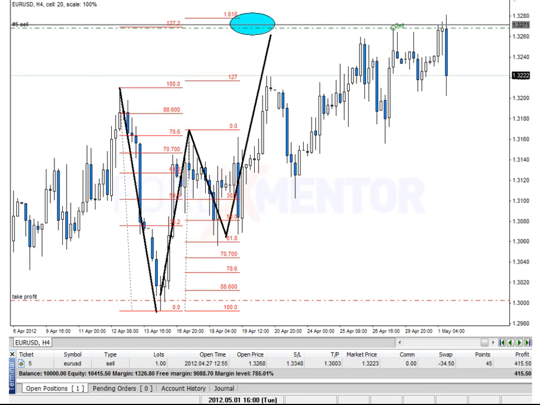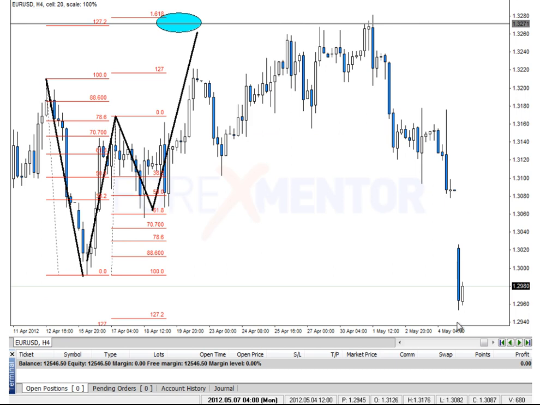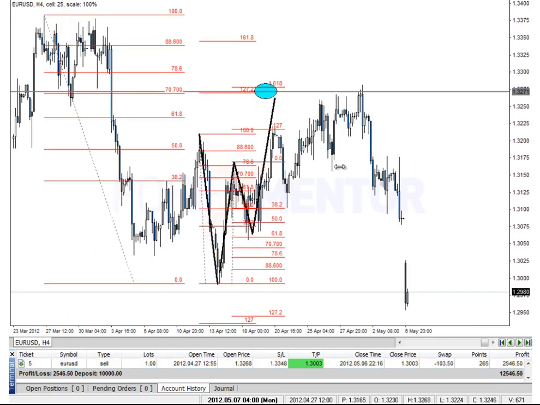Remember, this is a 4-hour chart, so it's taken quite a while to start moving. A good few days. This is more of a swing position, and you can see that gap lower filling the take profit. So 265 pips on that trade. We just compress this once again.